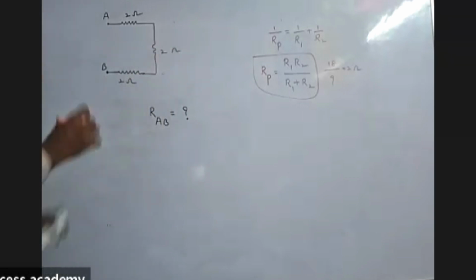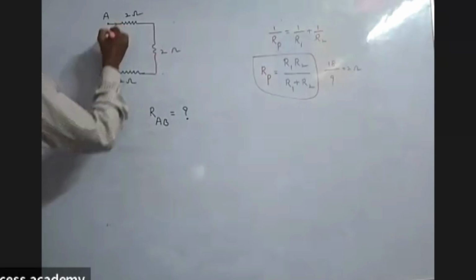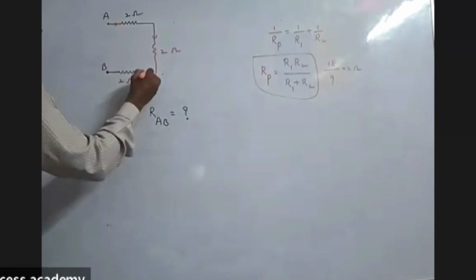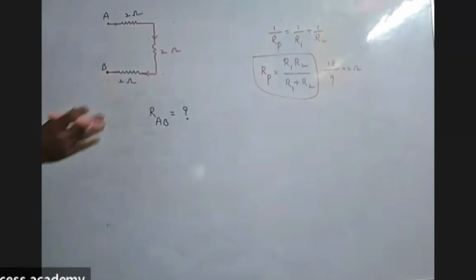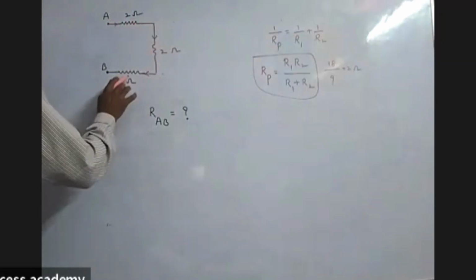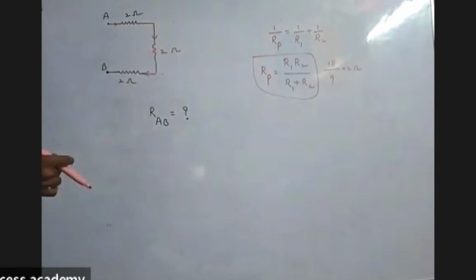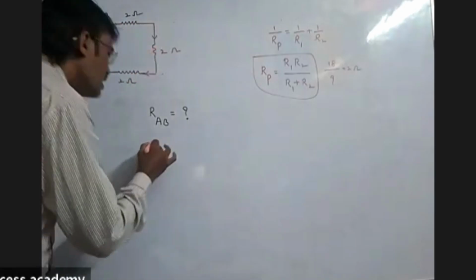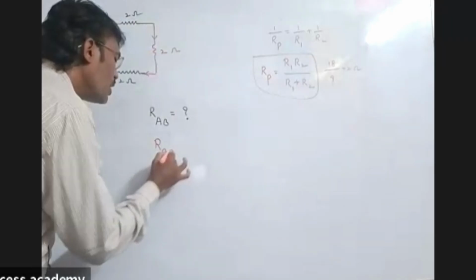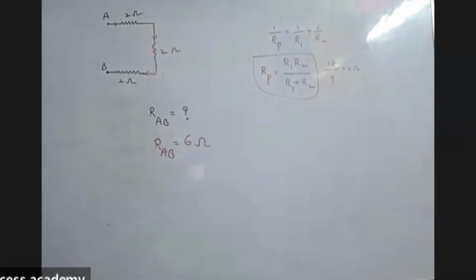Now in between A and B, there is no other circuit. Whatever current is passing, that current is traveling in only one direction. There is no deviation in the path. So all three resistors are in series combination, 2 plus 2 plus 2, otherwise the nR formula, three resistors, 3 into 2, 6 ohm. The answer is RAB, the equivalent resistance across A and B, is 6 ohm. Got it?